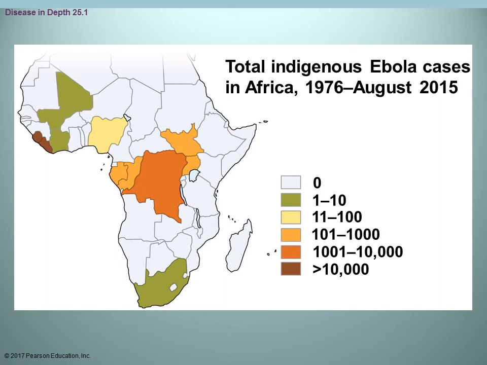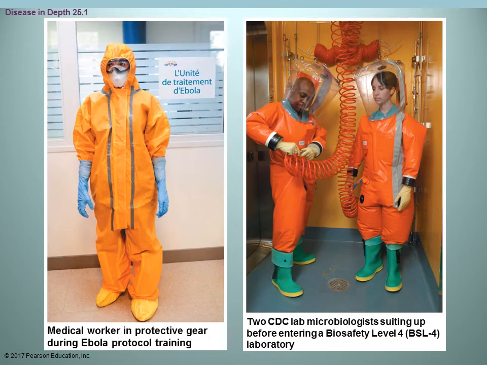This map is showing the outbreak of Ebola cases in Africa from 1976 to August 2015. There have been repeated outbreaks of Ebola. To work with Ebola, some of the protective equipment, you can see on the left-hand side a worker who is getting ready to go in and work with a patient who is positive for Ebola.